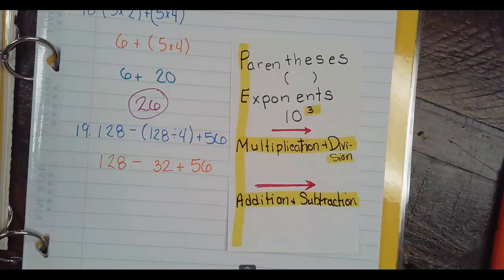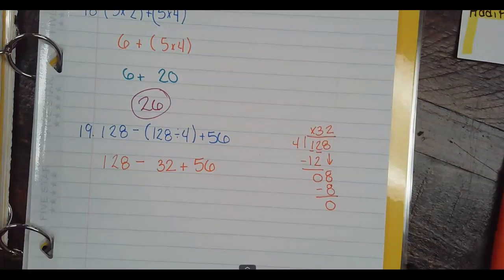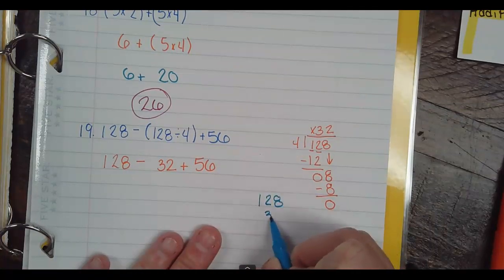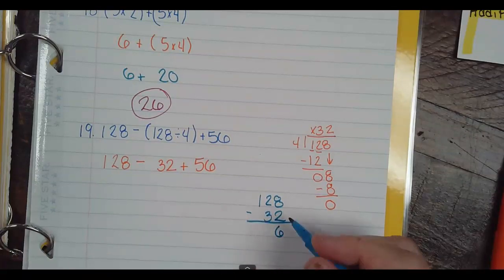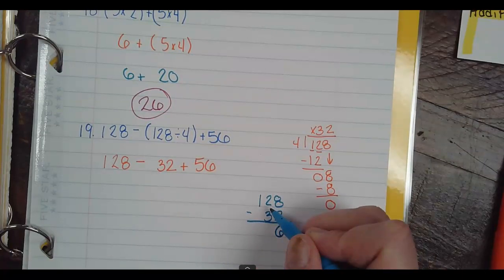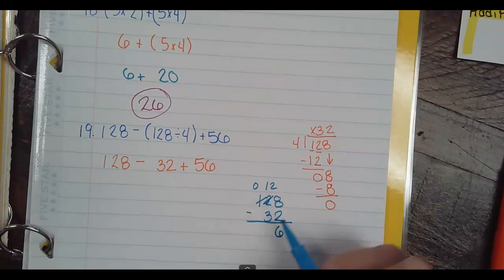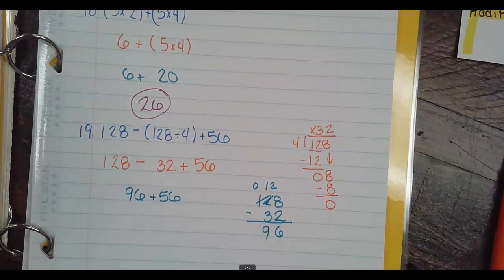Do I have any multiplication or division left? So now I have to go left to right. So if this is my left side, I have to do what first? 128 minus 32. Eight minus two is six. 12 minus three is... Okay, Miss Richardson just grouped it, but we can borrow. That's fine. So now we have 12 minus 3 is 9. So now I have 96 plus 56. Does that make sense? Left to right.